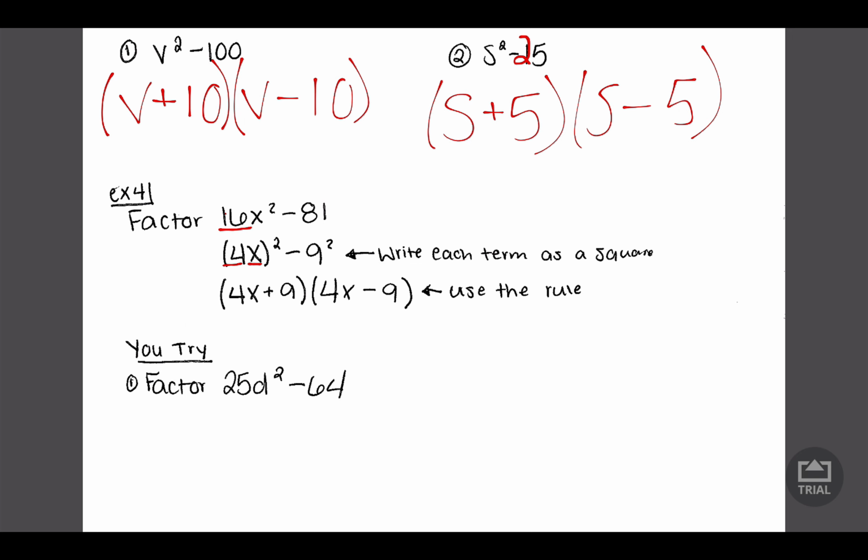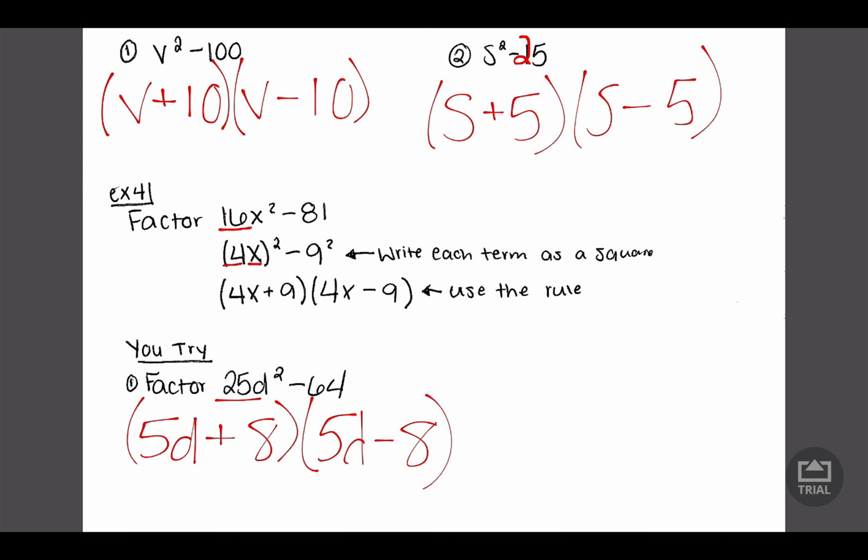So you can pause this if you want to do it by yourself. Square root of 25 is 5. Square root of d squared is d. Square root of 64 is 8, so a plus 8. And then on this side, we'll do the same thing, but minus 8. So I hope this is fairly easy for you.